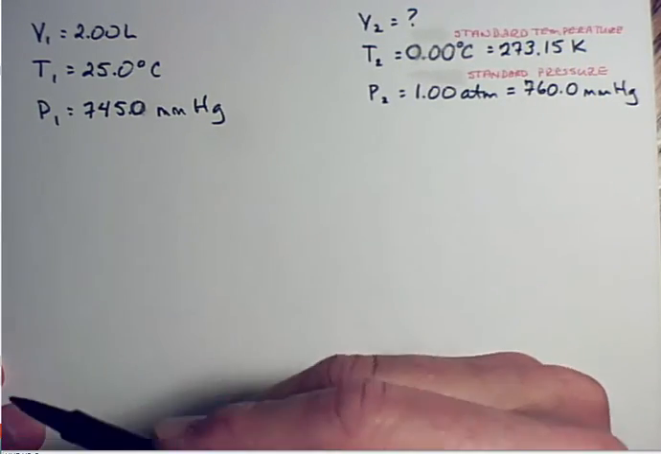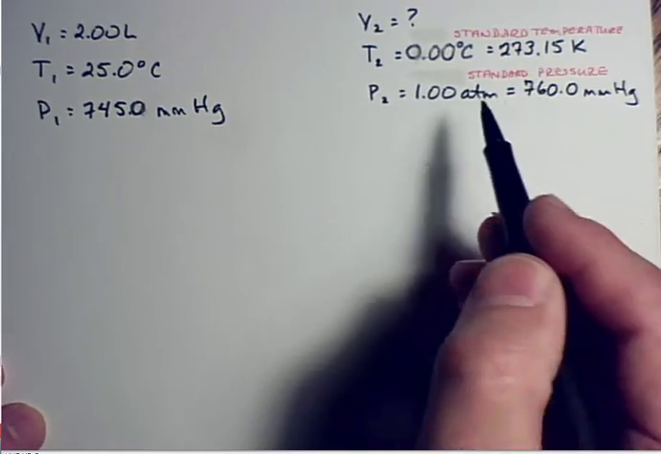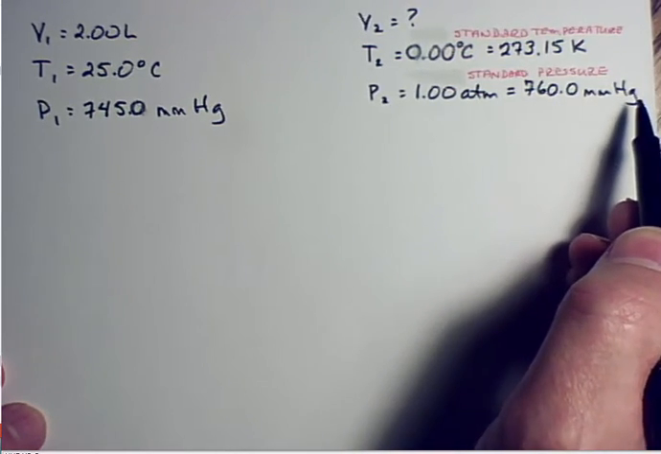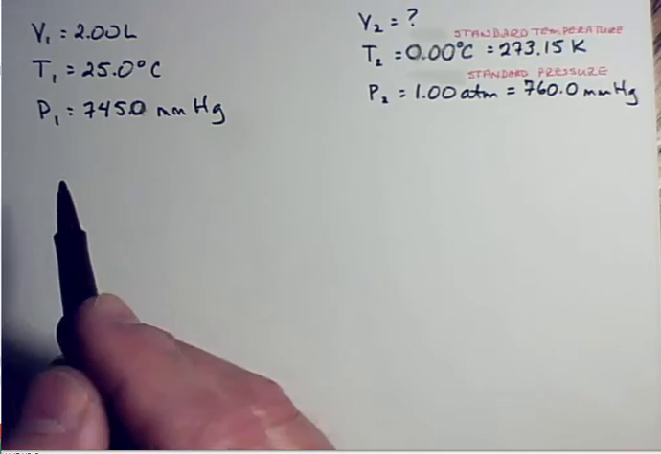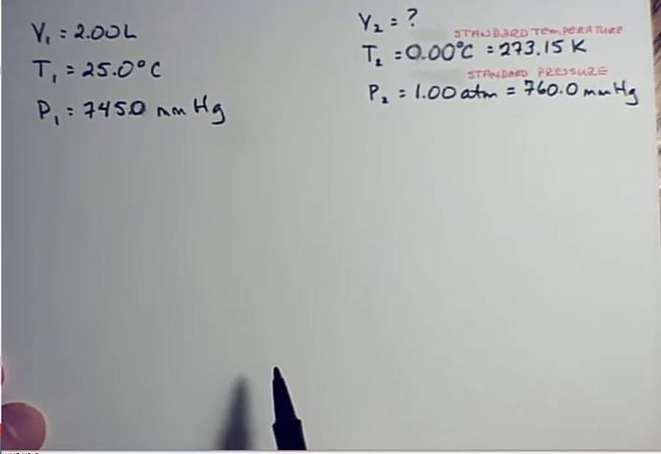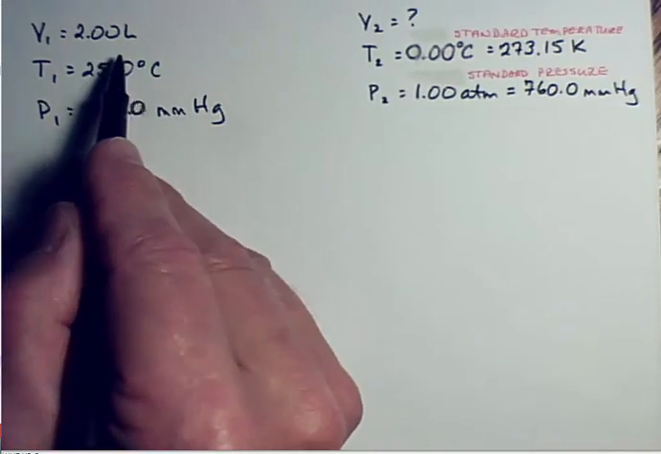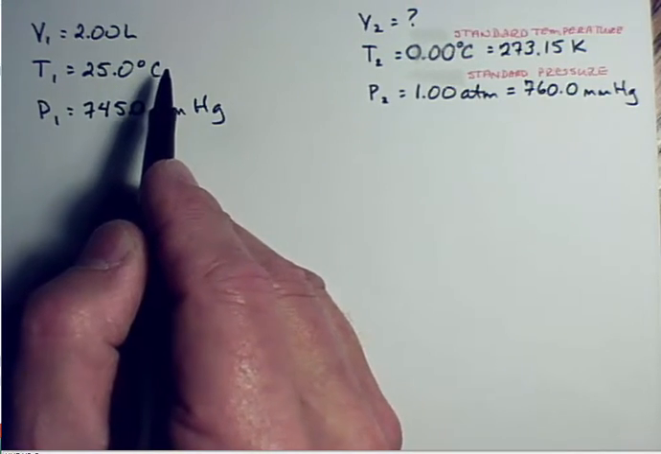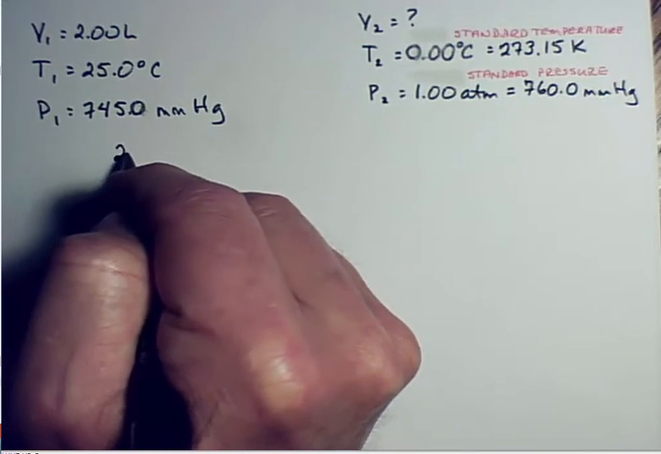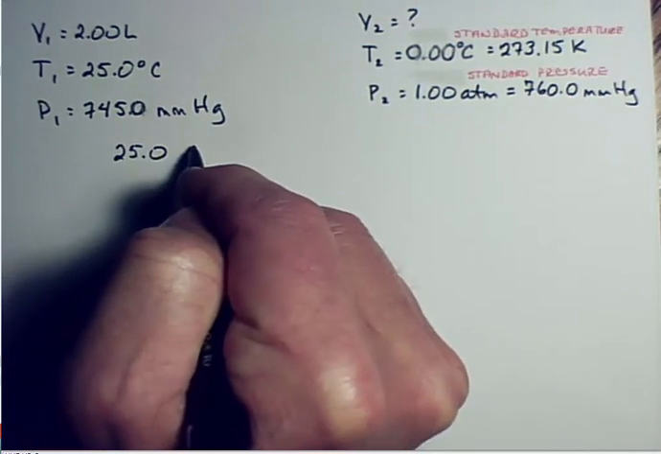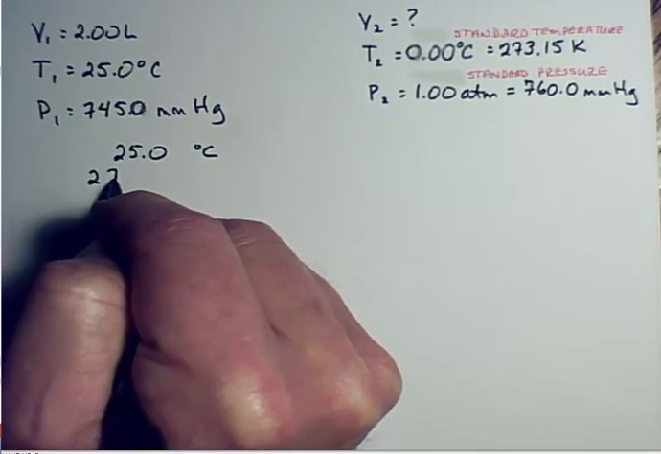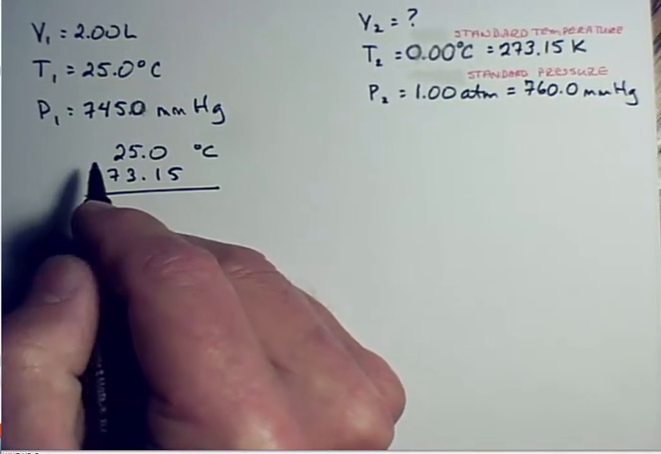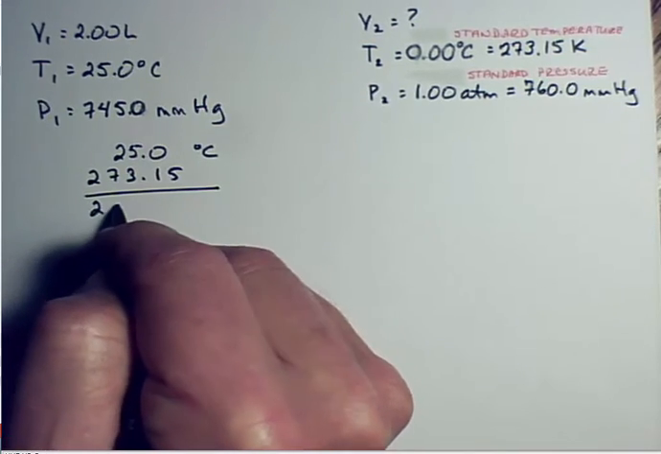Okay? So, 0 degrees C is 273.15. I showed you that earlier. It's on the front page of your test references. 1 atmosphere is 760 millimeters of mercury. I showed you that earlier. It's on the front page of your test references. The only thing we need to worry about is we can't solve problems with temperature in degrees C. So we've got to convert that into Kelvin. And to do that, we take that 25.0 degrees C and we add 273.15 to it. And we add them together, we get 298.15.